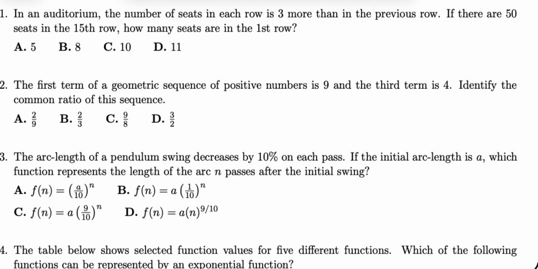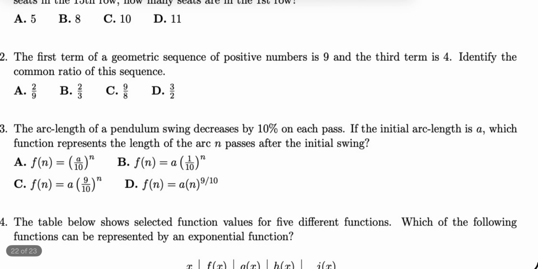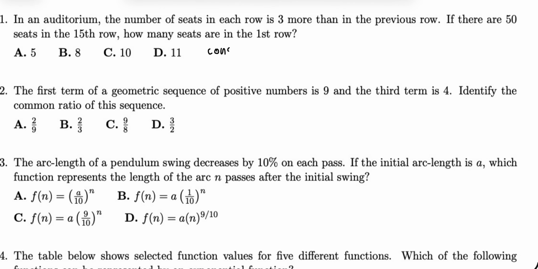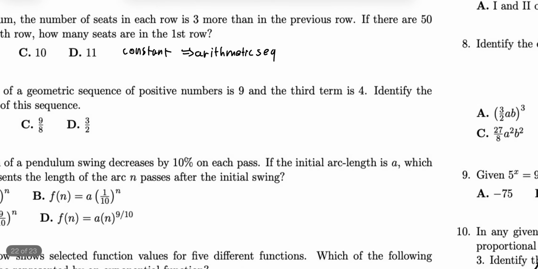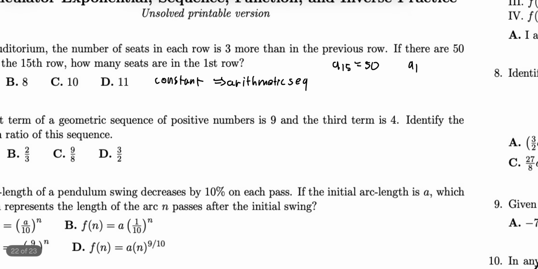So we are going to have 3 more seats than in the previous row. Now the number of seats per row is increasing at a constant rate, so we can identify that this is going to be an arithmetic sequence. If we call the number of seats in row 15 A sub 15, then A sub 15 is equal to 50, and the number of seats in the first row is going to be A sub 1. Now we have an arithmetic sequence.